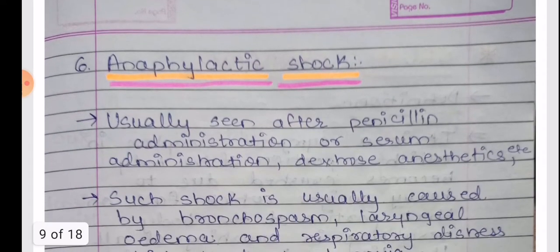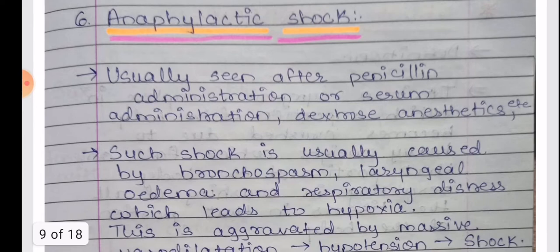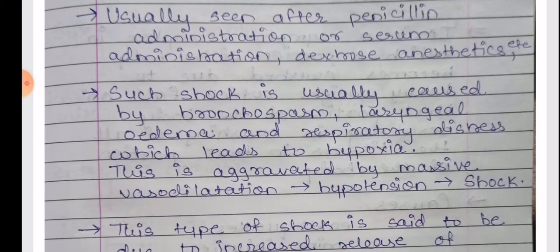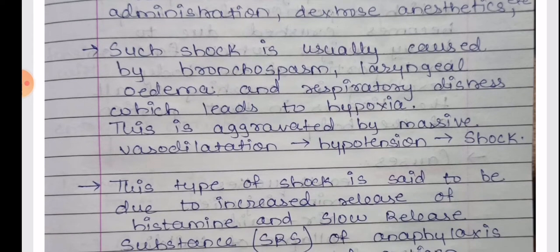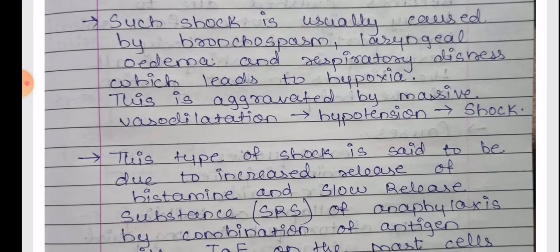And lastly, we look into the anaphylactic shock, usually seen after penicillin administration or serum administration, dextrose, anesthetics, etc. Such shock is usually caused by bronchospasm, laryngeal edema, and respiratory distress, which leads to hypoxia. This is aggravated by massive vasodilatation, hypotension, and eventually leading to shock.